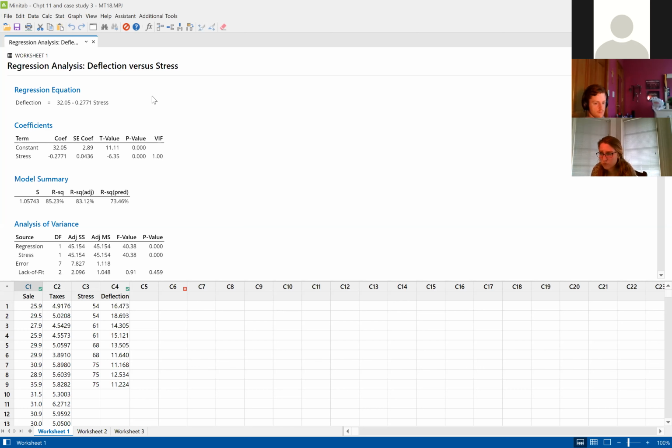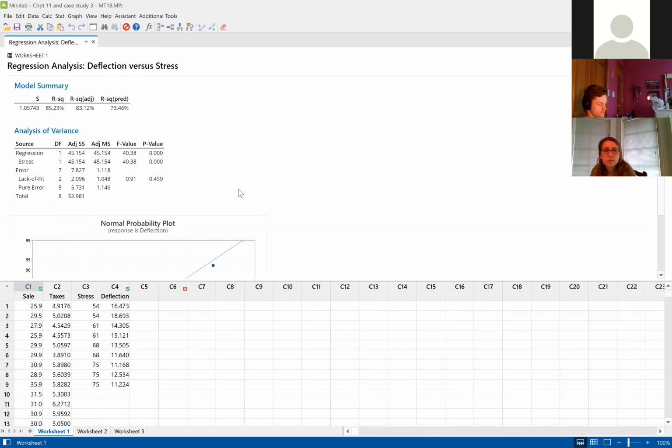I see those p-values, I feel good about that, but not as good as I feel about that r-squared value, 85.23%. That's a nice r-squared, okay? Because again, this is relating that amount of residual to the total model. So 85%, I'm happy.